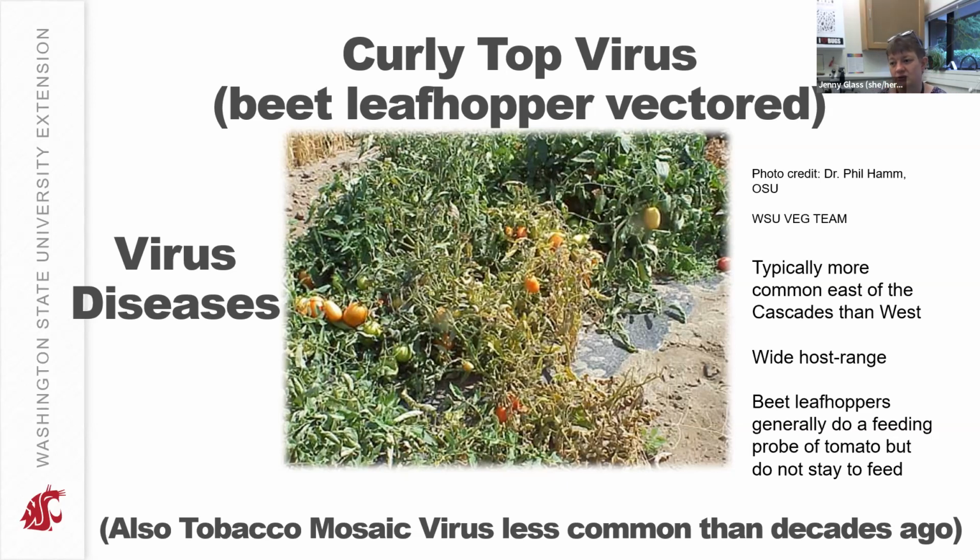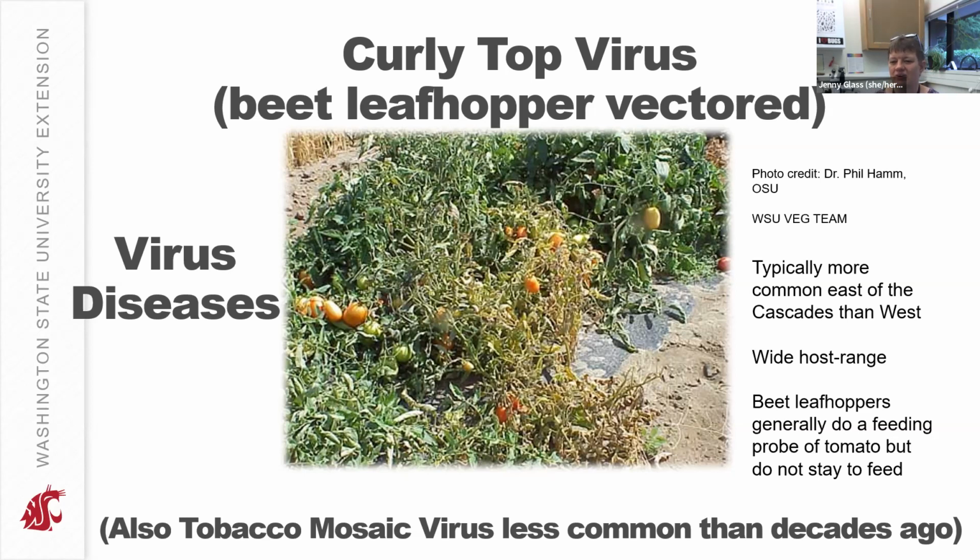So if you're concerned about this, one of the other things to do is look around at the plants around your tomatoes. Look for things that beet leafhopper might be actually fond of feeding on, and check those for damage from beet leafhopper, and then you can make that connection.